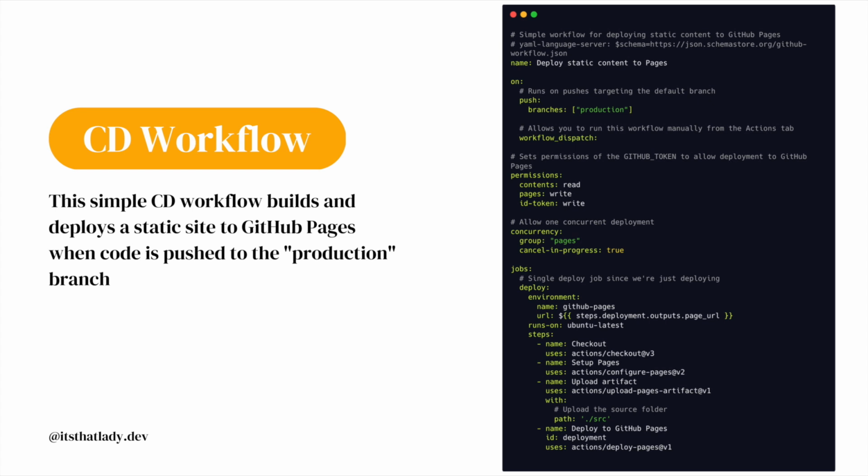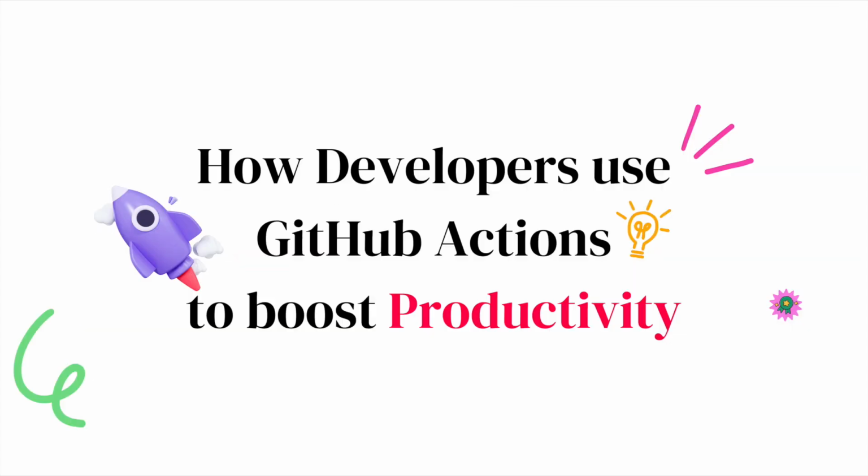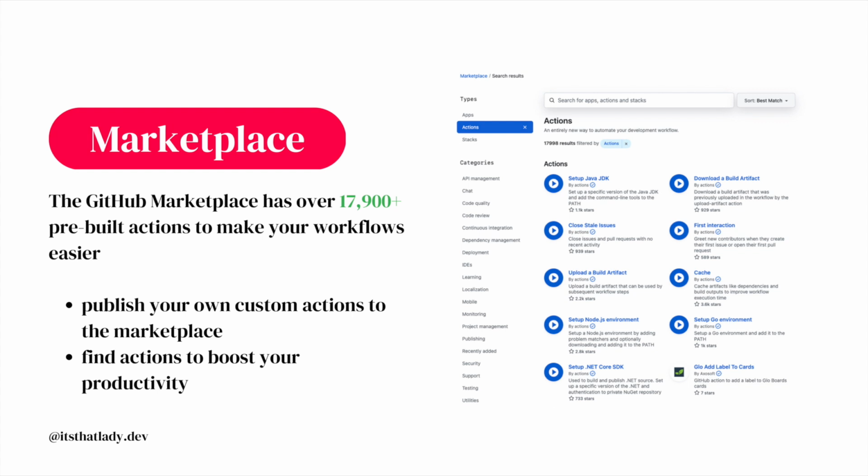So let's talk about how developers are using GitHub Actions to boost their productivity. One of the main ways devs use GitHub Actions to boost productivity, and boost productivity just means to get started faster, to speed it along, not take too long to do the setup for actions, is by using the marketplace. As I said earlier, we have over 17,900 pre-built actions for you to get started with across multiple categories. You can publish your own actions to the marketplace, or you can use one of the ones that we have in the marketplace that makes it a lot easier for you to use.